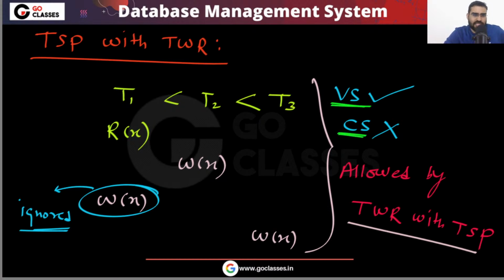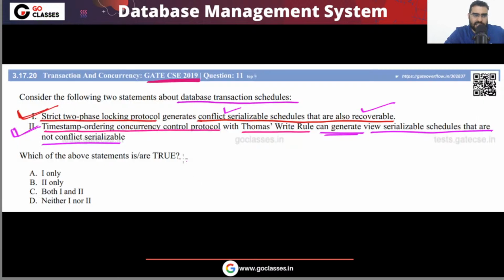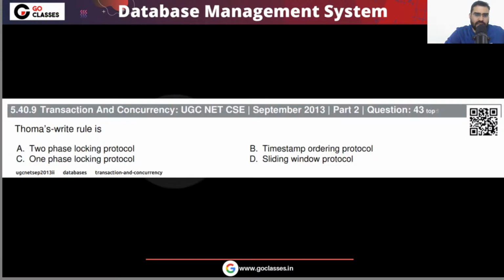So we can easily see that the timestamp protocol with the Thomas Write rule can generate view serializable schedules which are not conflict serializable schedules. So it can generate this type of schedule. Both statements are correct. So this is another GATE exam question.